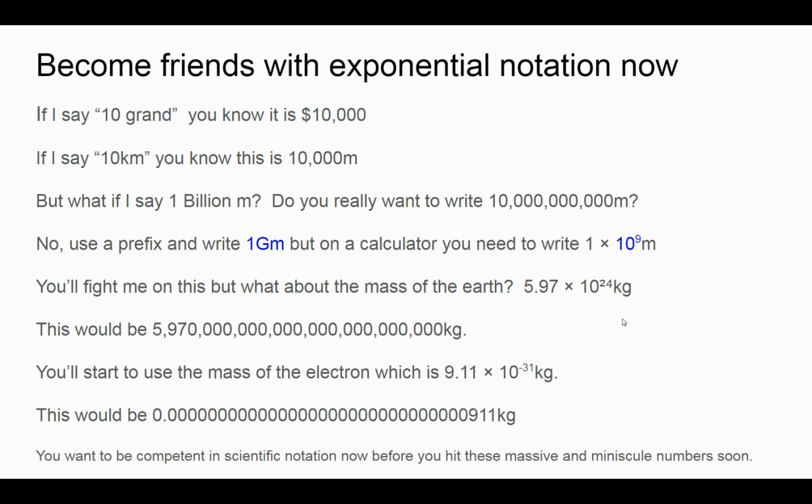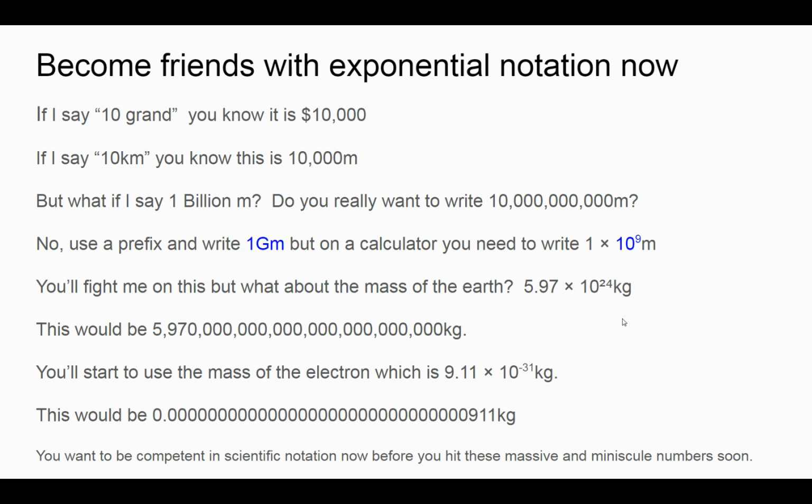And you're going to fight me on this. You're really going to want to put all those zeros in, and you're going to make this old man get eye cramps, and I won't be able to focus, and I'll hate you. So you need to get down with the scientific. And you know why? You really want to write these numbers out? Do you, kid? Huh? Well, you're going to start using the mass of the earth, 5.97 times 10 to the 24 kilograms. And that's what it's going to look like when you write it out in full. Do you want to count those zeros? I'm not going to count them.